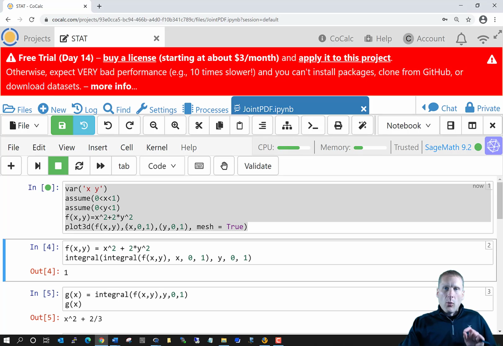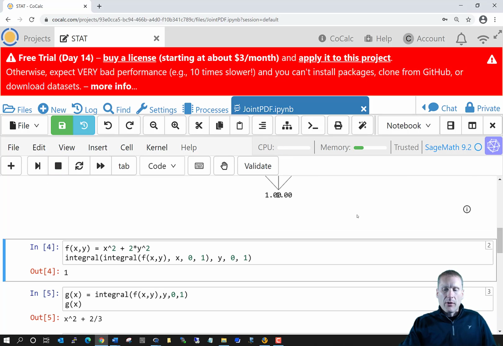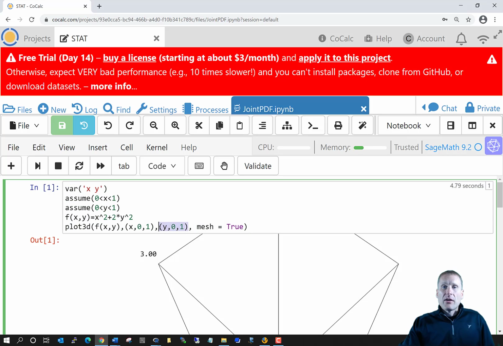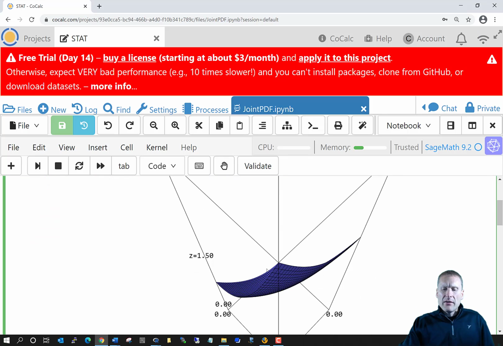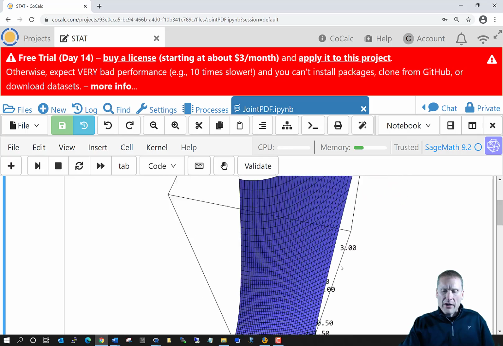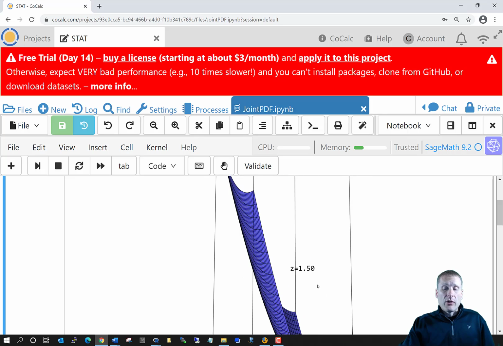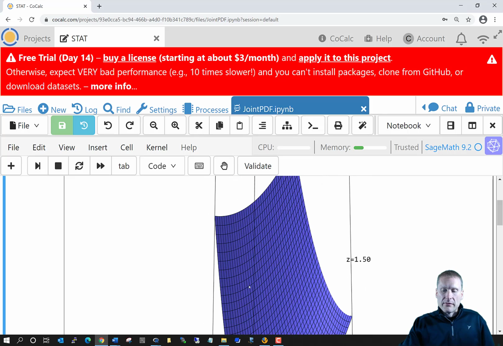To specify the possible x values, I put parentheses: x, comma, 0, comma, 1. For the y values, I put them together in parentheses again: y, comma, 0, comma, 1. And then to have some grid lines on the plot, I simply put mesh equal true. It's hard to see here because I've really zoomed in on my browser, but you can see I can spin this plot, zoom in, zoom out, just like I would with R before.